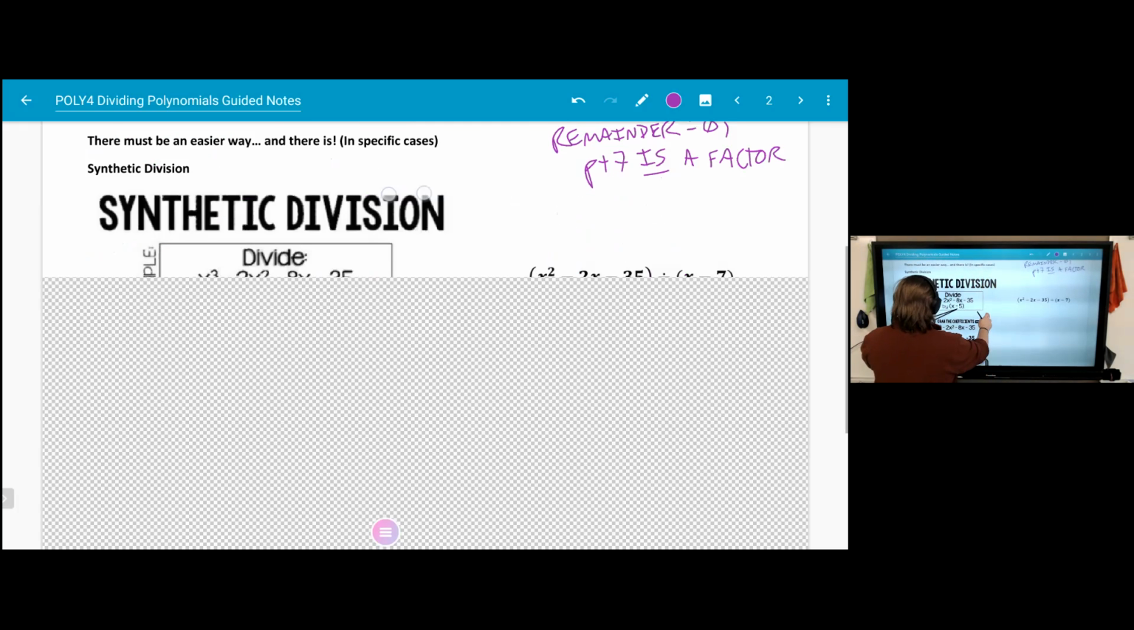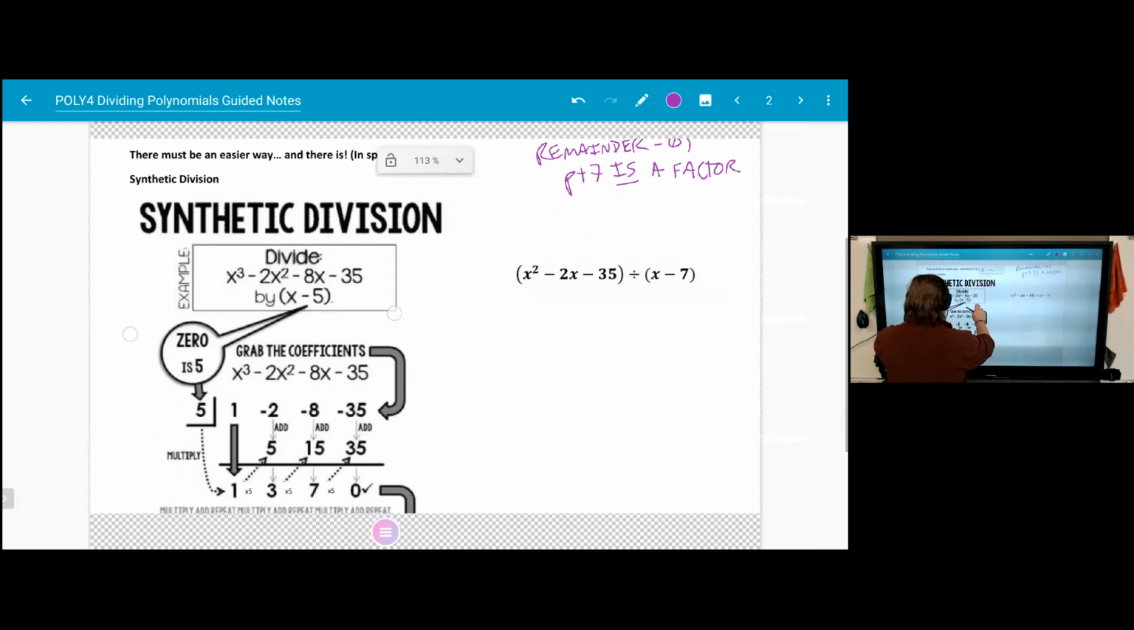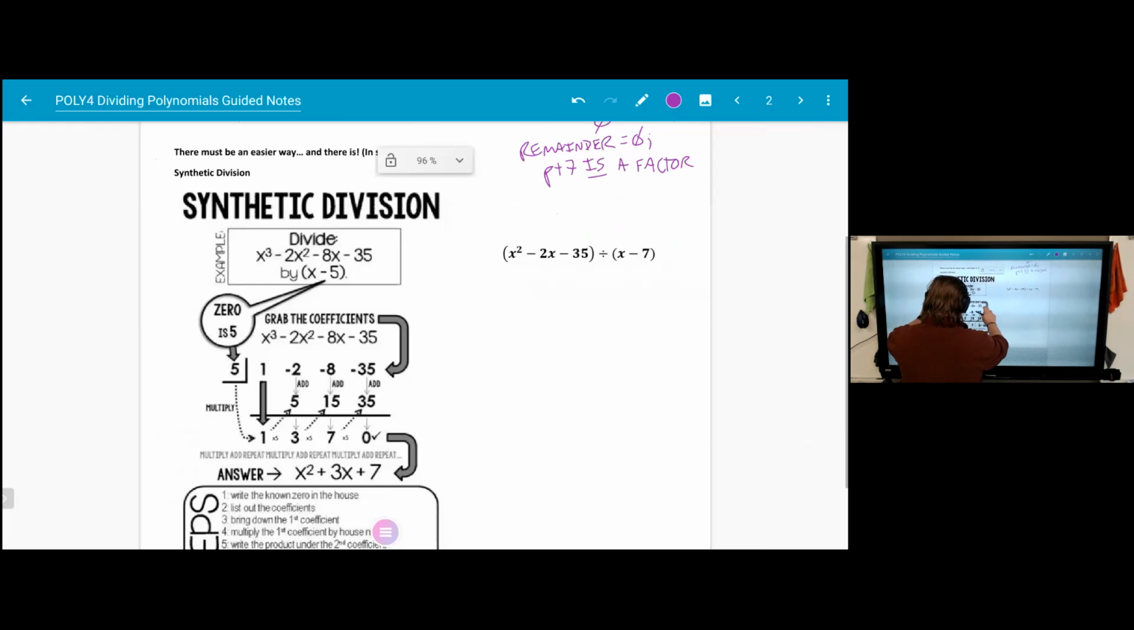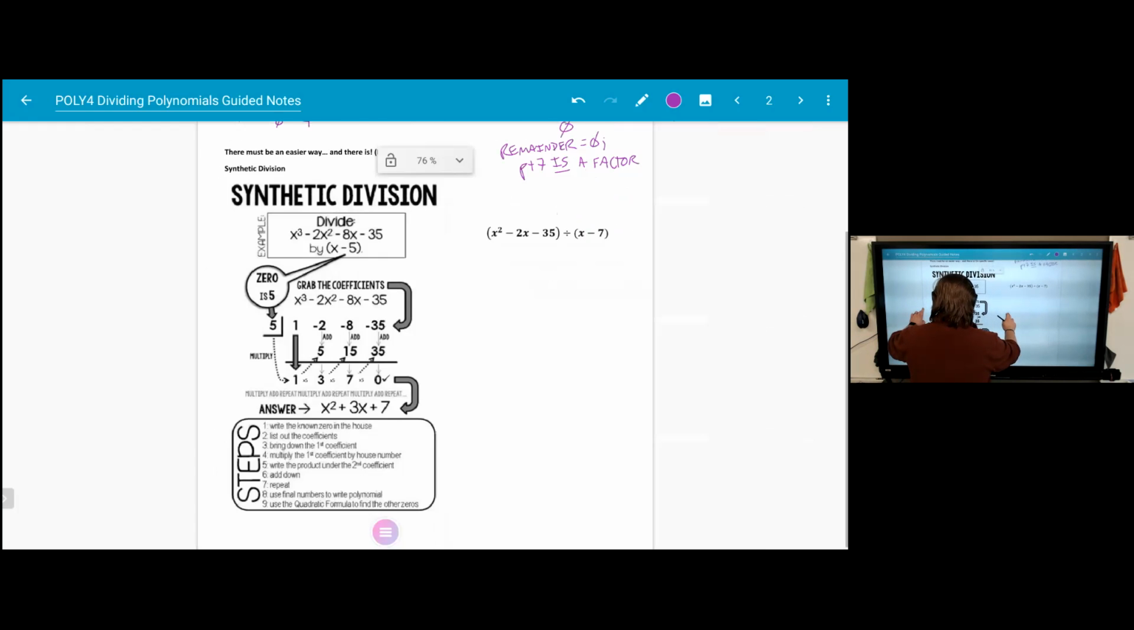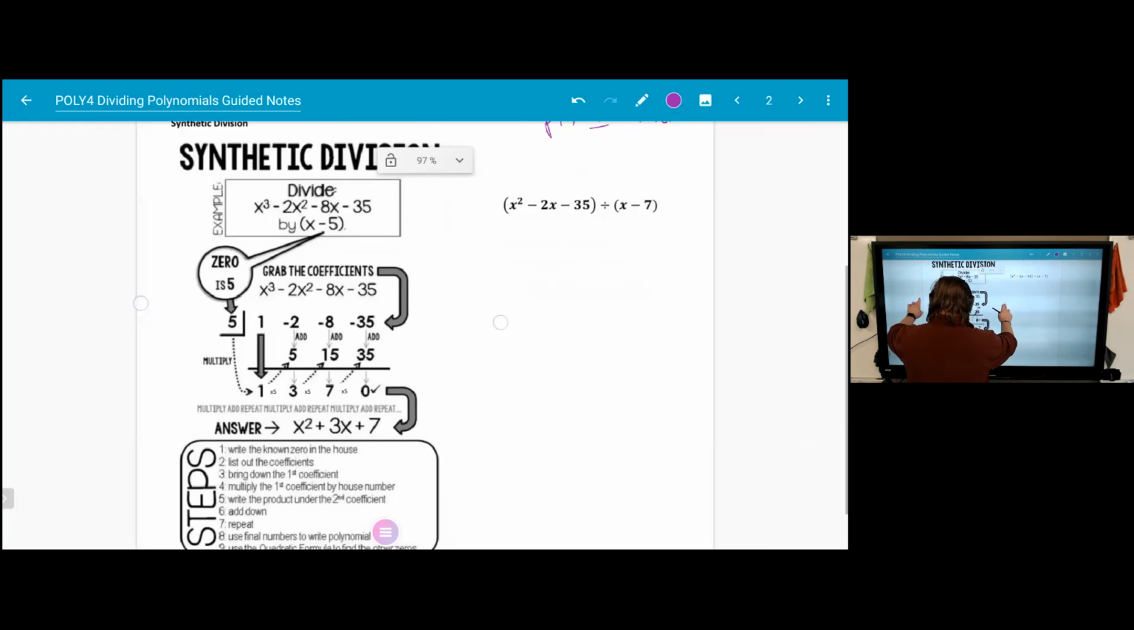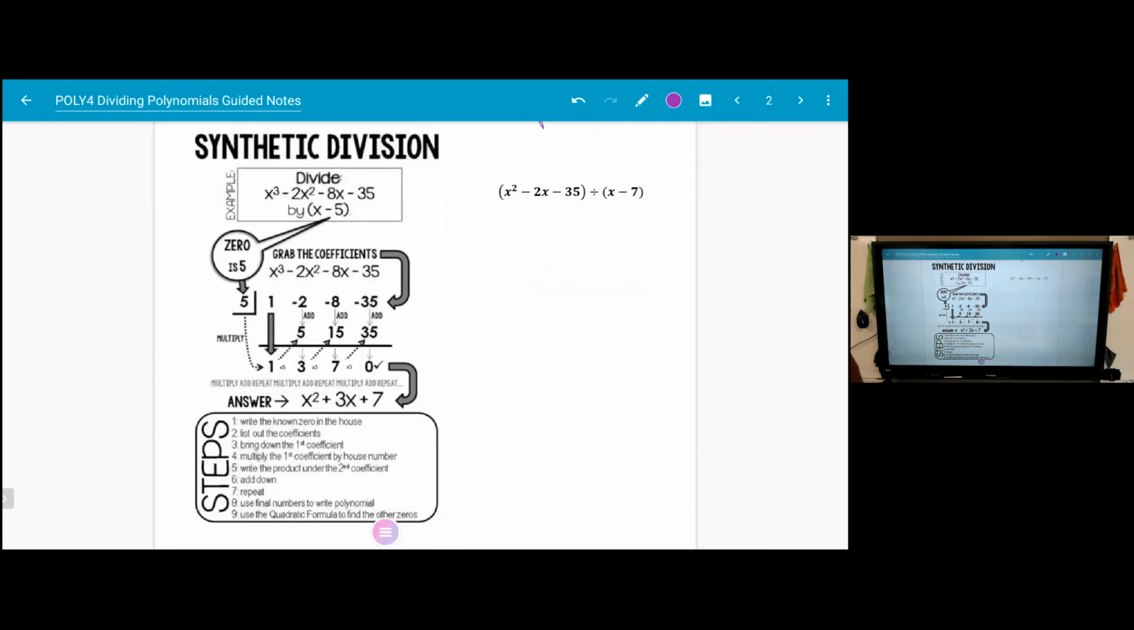What we've got is this thing called synthetic division. Synthetic is kind of a word for fake, but it's not fake division. It's not fake at all. It just might look a little weird. So what I'm going to show you is this thing right here.